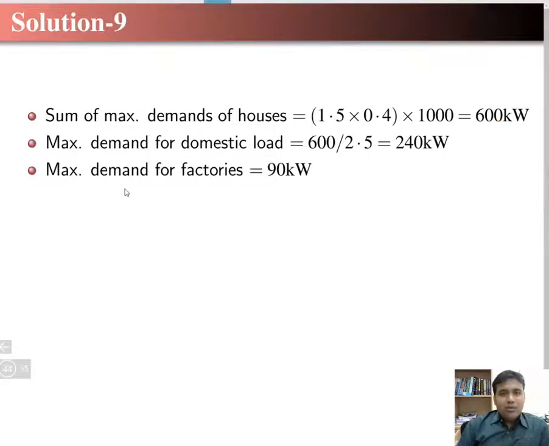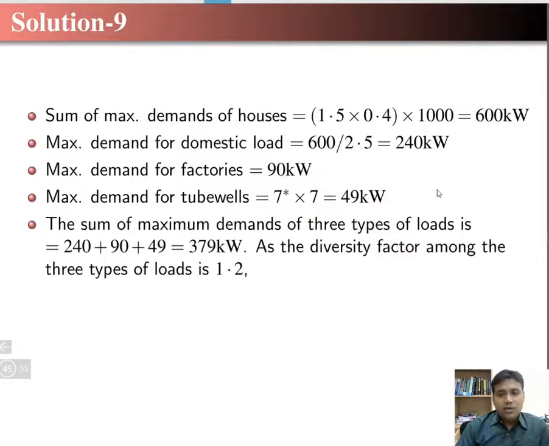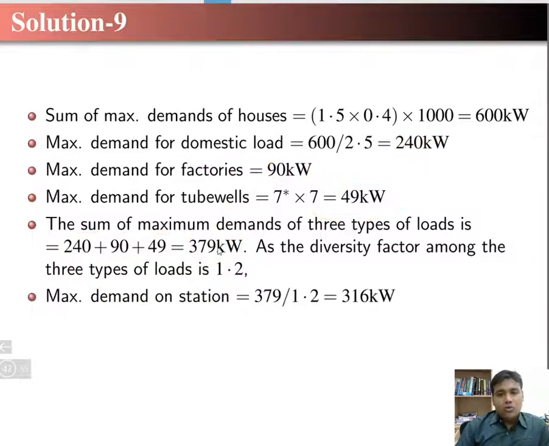So maximum demand for factories is given to be 90 kilowatt. Maximum demand of tube wells: 7 tube wells are there of 7 kilowatt each, so 49 kilowatt. Then what is the sum of maximum demands of the three types of load? Basically 240 kilowatt is for domestic load, 90 kilowatt is for factories, and for tube wells you have calculated 49. So overall you are getting 379 kilowatt, with a diversity factor of 1.2 for the overall system.